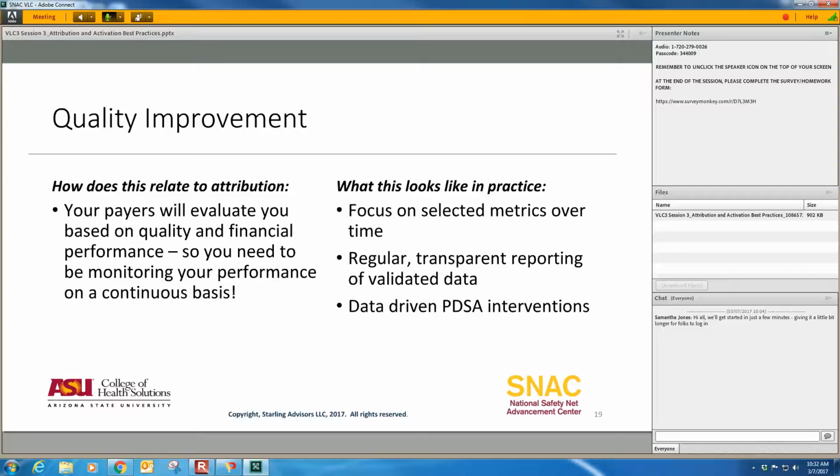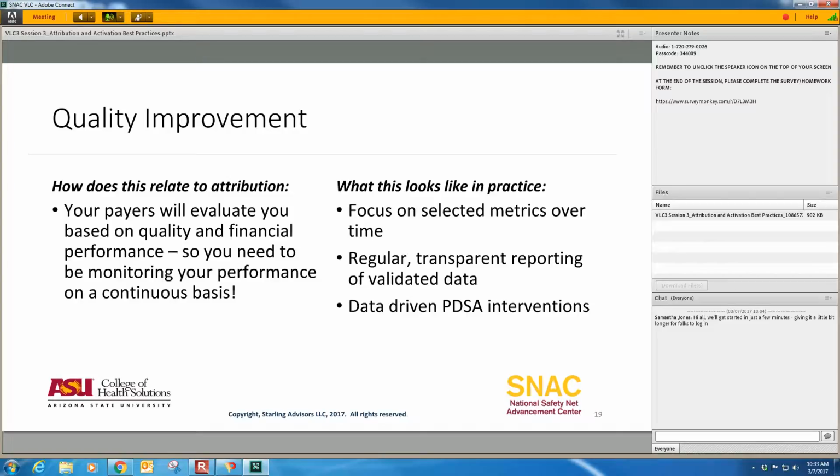basic quality improvement. And so how does this relate to attribution? Your payers are evaluating you based on quality and financial performance, and so you need to be monitoring your own performance on a much more frequent basis than they'll be monitoring yours. That's how you can identify areas for opportunity, progress and track progress, and that's how you will know how you're performing over the long term.